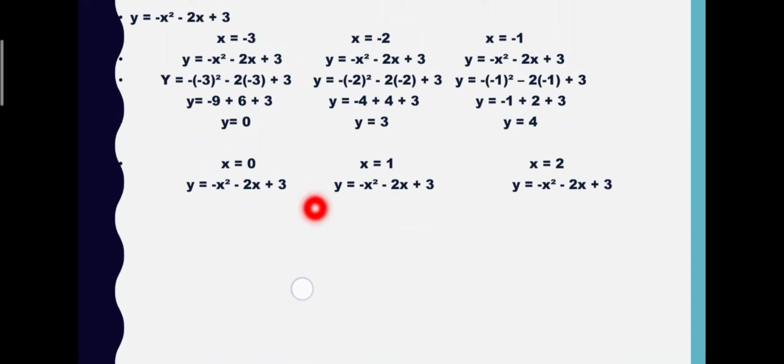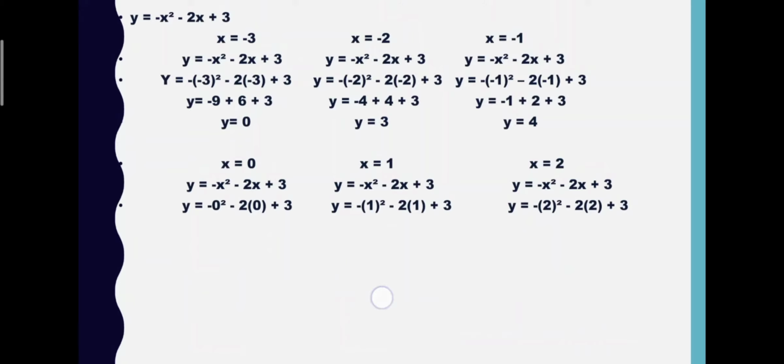So, the given quadratic function. Next is simply substitute the value of x. So, y is equal to, x natin is 0, diba? So, negative 0 squared minus 2 times 0 plus 3. Then, ito naman, y is equal to negative times the quantity of 1 squared.